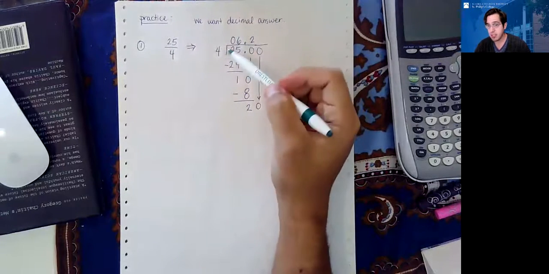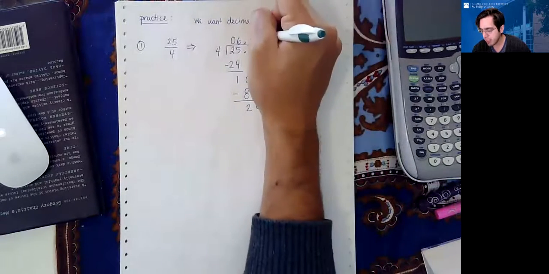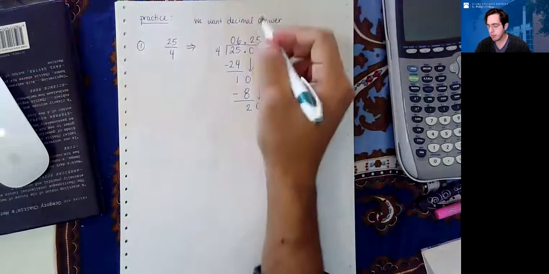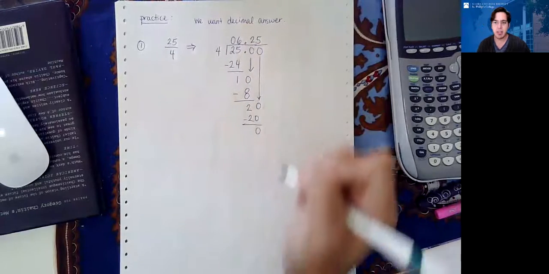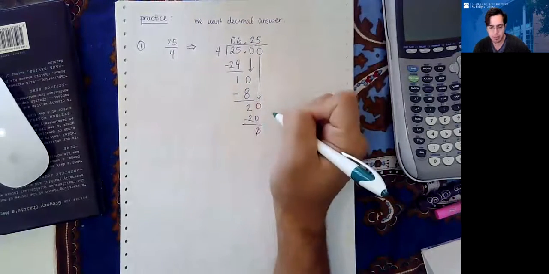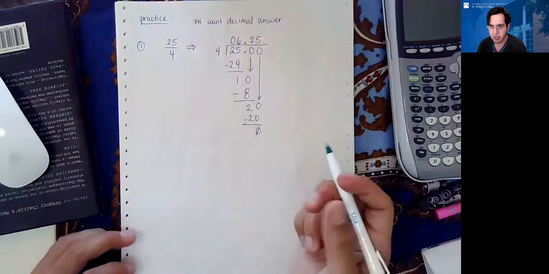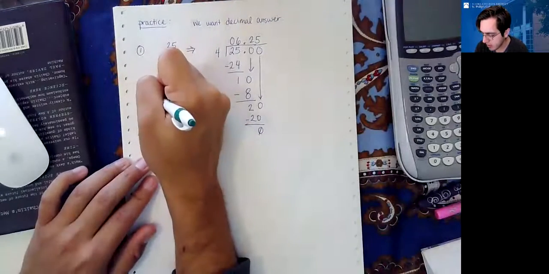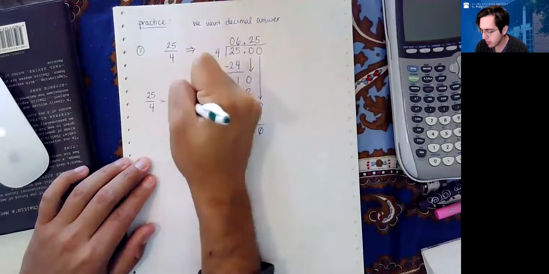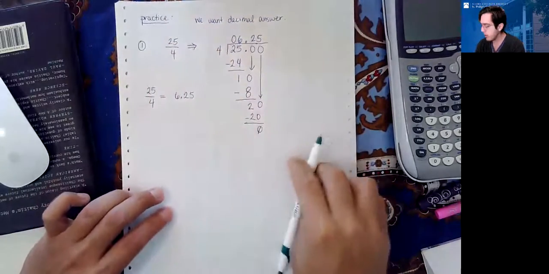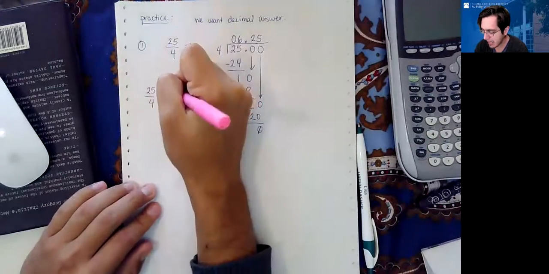And now we can ask ourselves, does 4 go into 20? Well, it goes in 5 times. 5 times 4 is 20. And you can see that we don't have any remainder there. So that ends or terminates the process. So based on that work with the long division, we should be getting that 25 over 4 is equal to 6.25. Okay, and that's an exact answer.